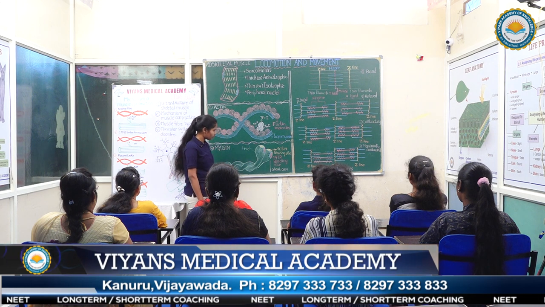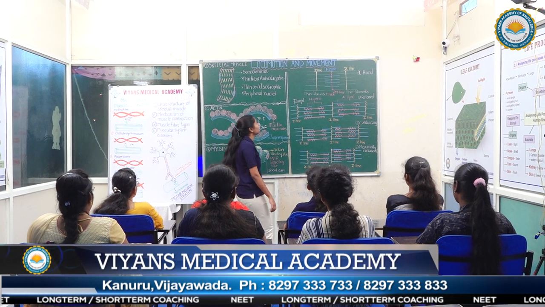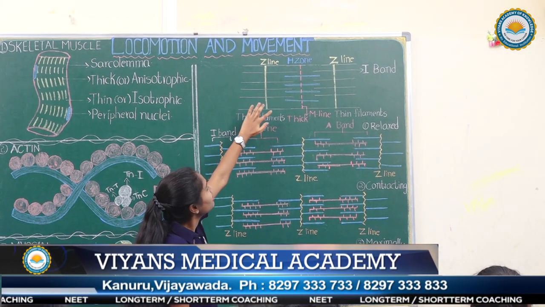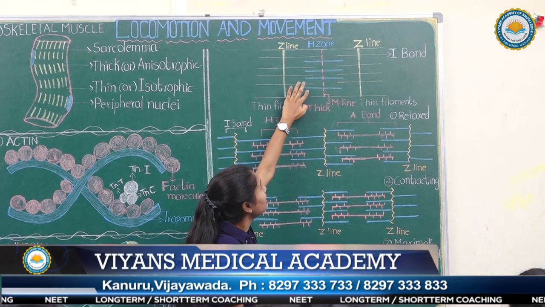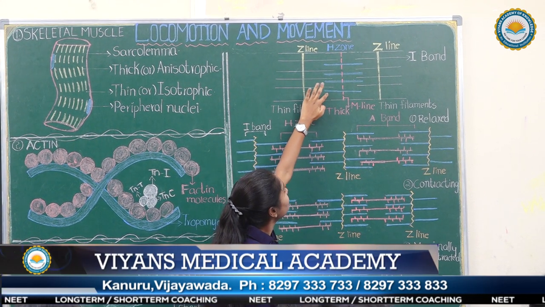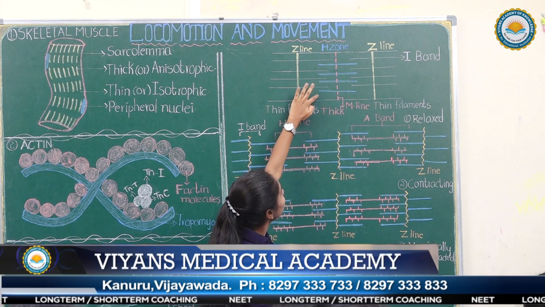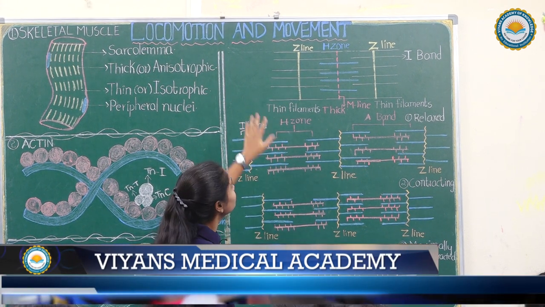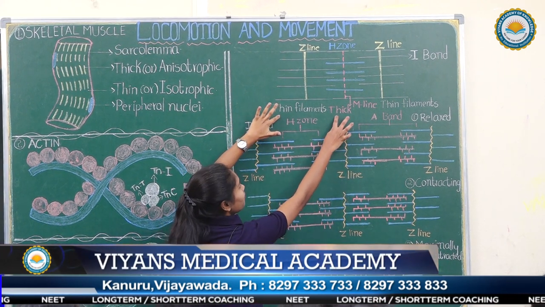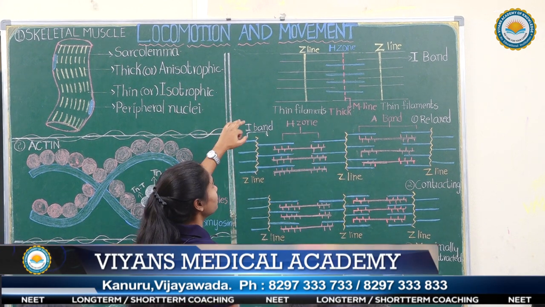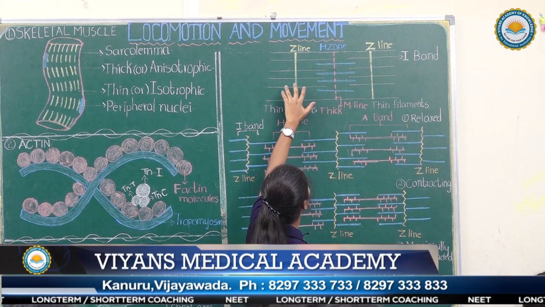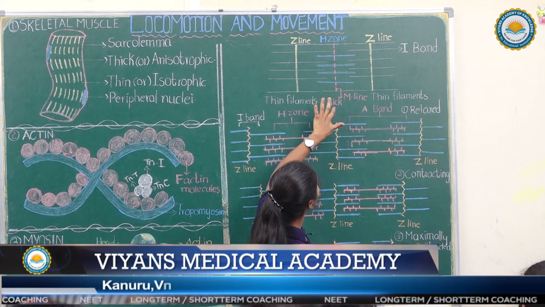Then we will come to this. These white lines represent the light band, and these blue lines represent the dark band. The light band and dark band are arranged alternately across the skeletal muscle fiber. This is the diagrammatic representation of the skeletal muscle fiber. The thin filaments and thick filaments are arranged in a rod-like structure. Please observe this structure. This is in the form of a rod-like structure. I said before that these are thin filaments and these are thick filaments.